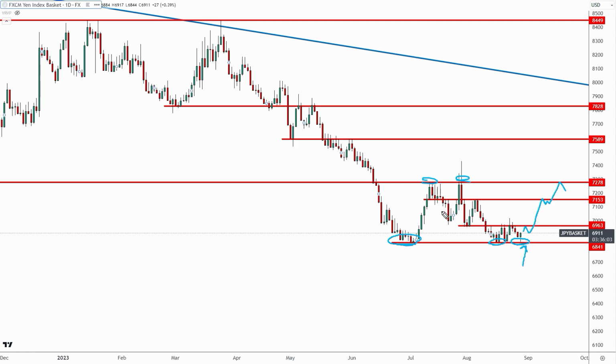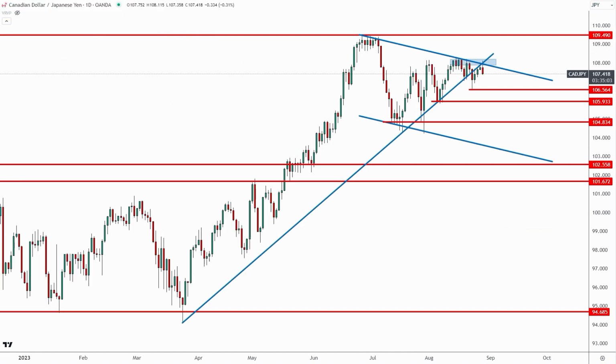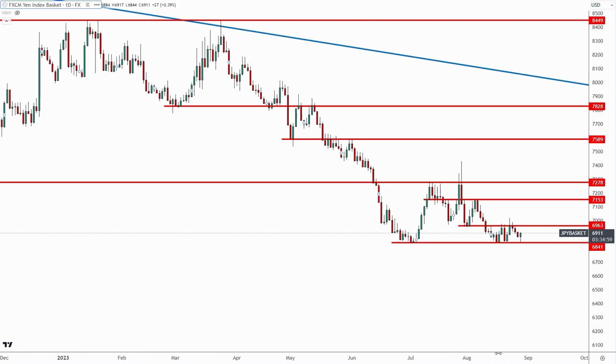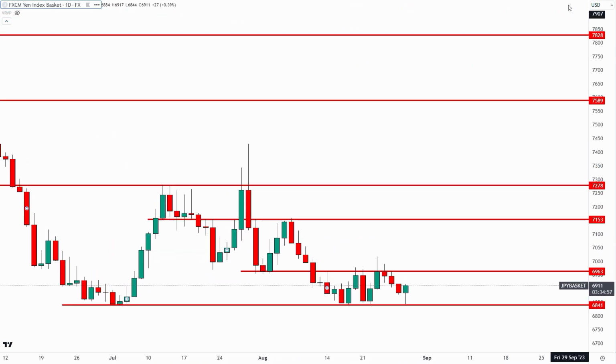Now, keep in mind that the last time we got a move of that significance, this move right here, the dollar yen dropped 700 pips and the Canadian dollar versus the yen dropped about 450 pips. Now, of course, things could be different this time. We don't know if we're going to get that move again, back up here toward the range highs. But if we do get that, I would expect pairs like the CAD yen to come off significantly from current levels.